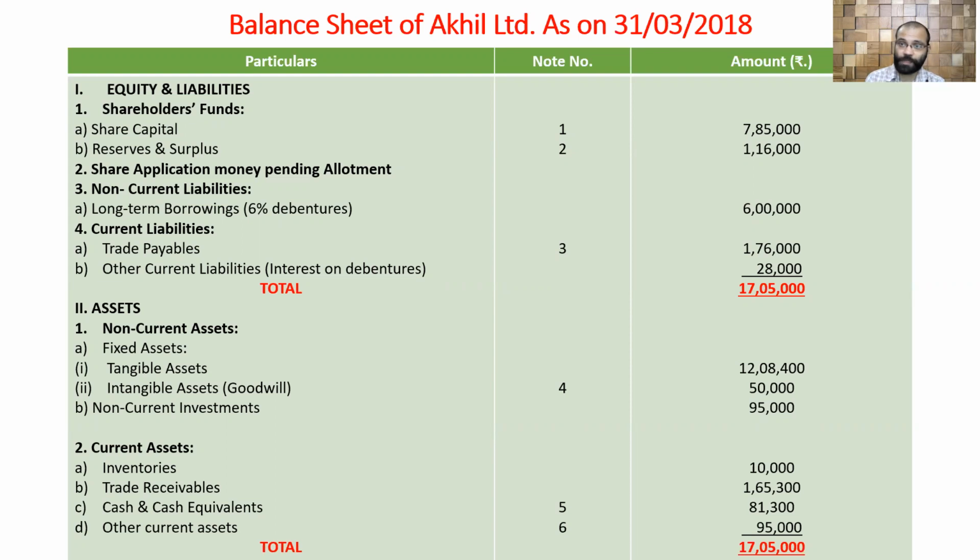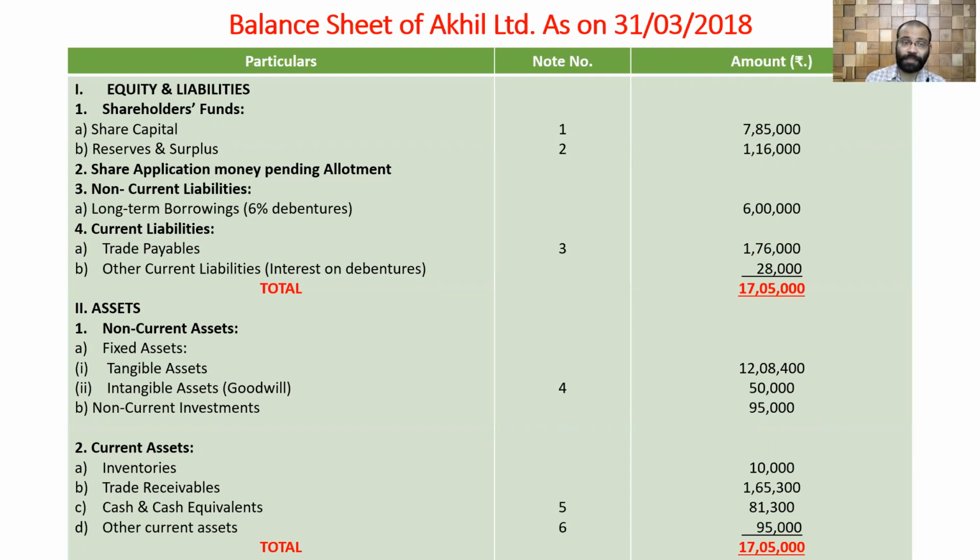Then reserves and surplus, that is 1,16,000. That was also mentioned there. After that, we have the share application money pending allotment. Is anything given in the question about it? Nothing. But don't ignore it, as per the format you need to mention it. So it's a nil value. Then we have non-current liabilities. Under that, long-term borrowings. We have 6% debentures. No other additional items are given, so that's why it is not shown in the notes to accounts, and we don't have any note number against it. Since there are no items related to notes, just ignore the note number. The amount given in the question is 6 lakhs.